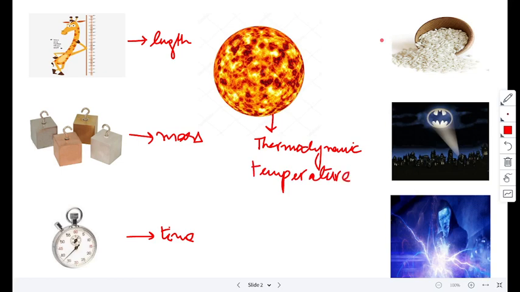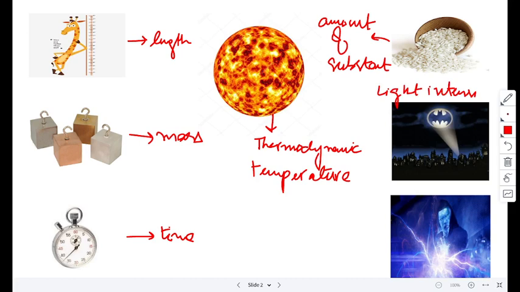Then we have amount of substance. Then there is the light intensity. Lastly, electric current. These are the 7 basic quantities. They're also called the 7 fundamental quantities, because these physical quantities make up all other physical quantities which you will come across in your entire life.